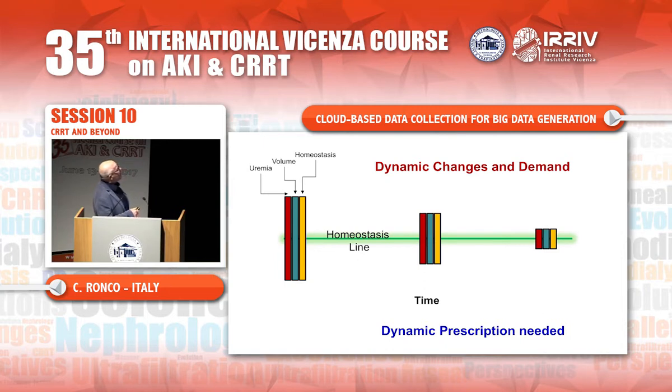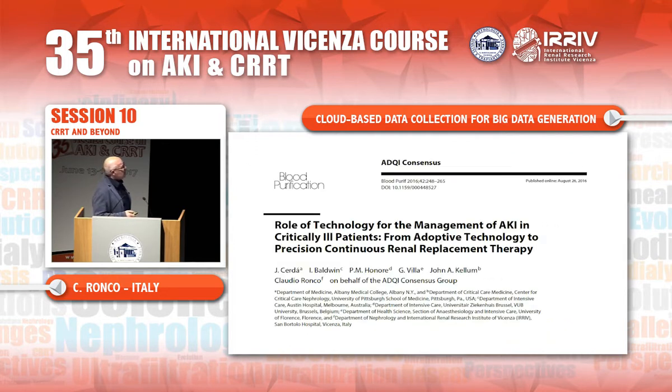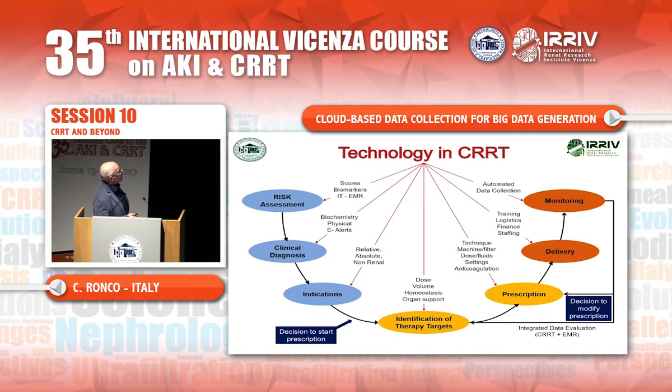We know the patient, in terms of uremia, volume, and homeostasis, may be far from the homeostatic line, but our target is to bring the patient as close as possible to the physiological line. And if the patient has a time-average deviation from this physiological line, then we have to intervene. That's why the role of technology has been identified not only in the phase of risk assessment with biomarkers and electronic medical records. I would like to remind you that at the Mayo Clinic, for example, they have electronic sniffers, and we are implementing that as well, that may help characterize the patient, make the clinical diagnosis, and finally make the indications with the decision to start prescription, identifying specific targets, including dose, volume, homeostasis, organ support.